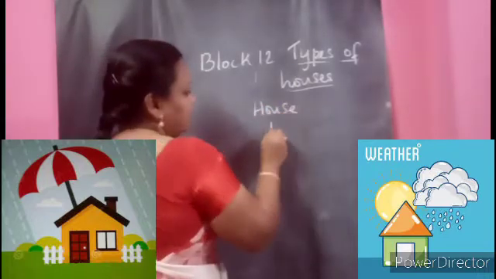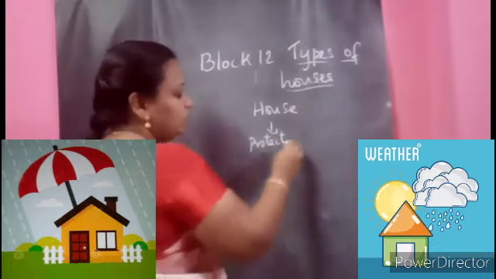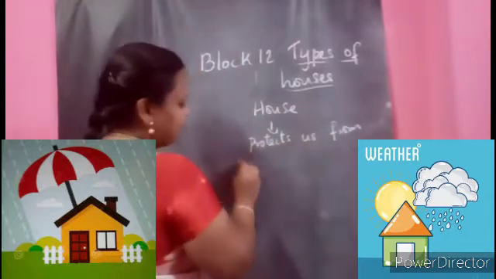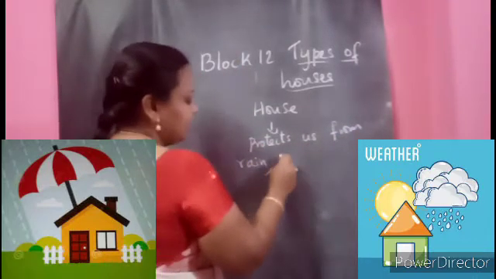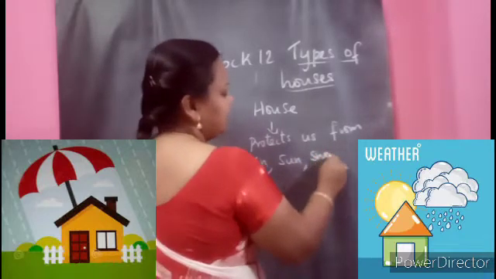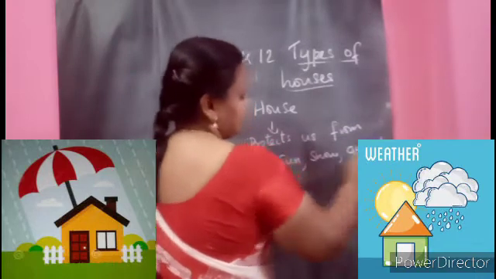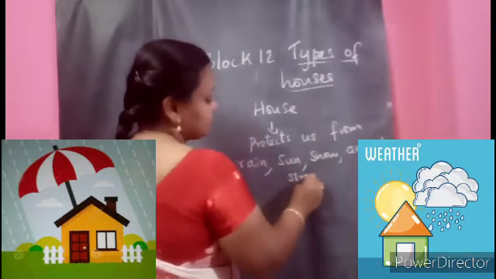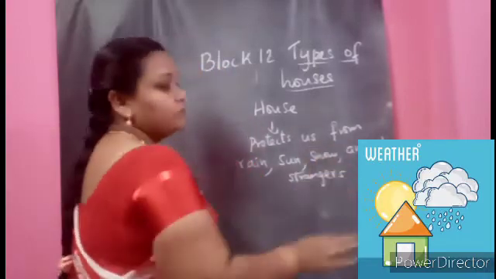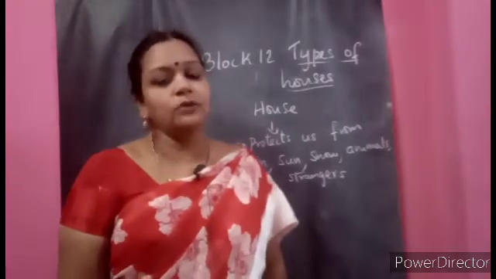What all does the house protect us from, children? From what all is your house protecting you? It protects us from weather. The weather means sometimes it is raining, sometimes it is very hot, sometimes there is snowfall, and also it is protecting us from the animals. Yes, and also from the strangers. Strange people are there, thieves are there. So the house is protecting us from different types of things. That's why all of us need a house to live in.